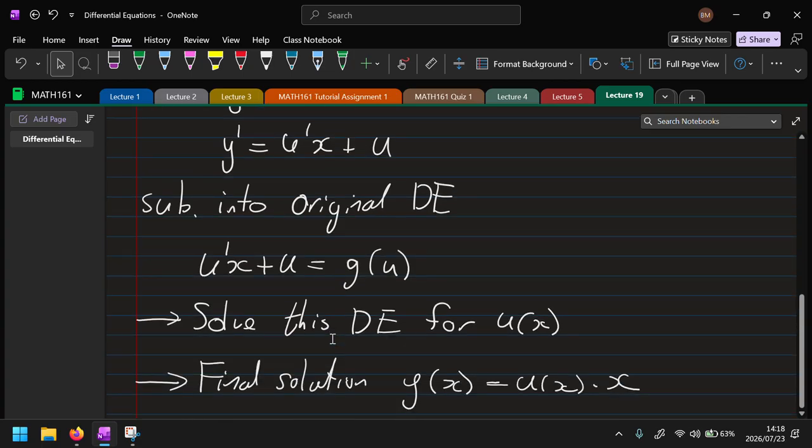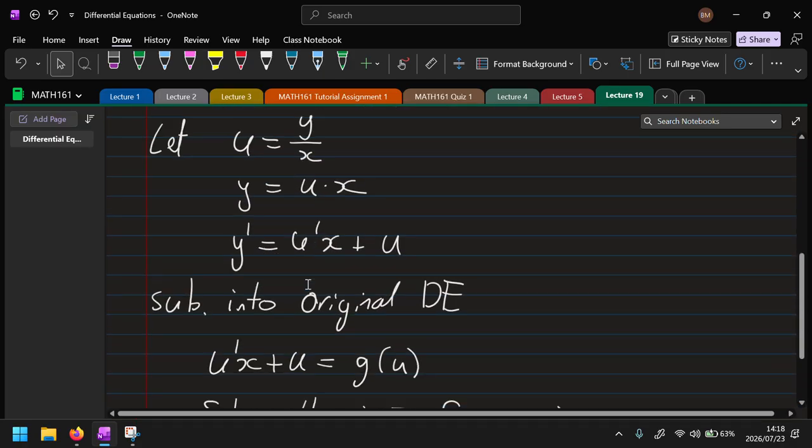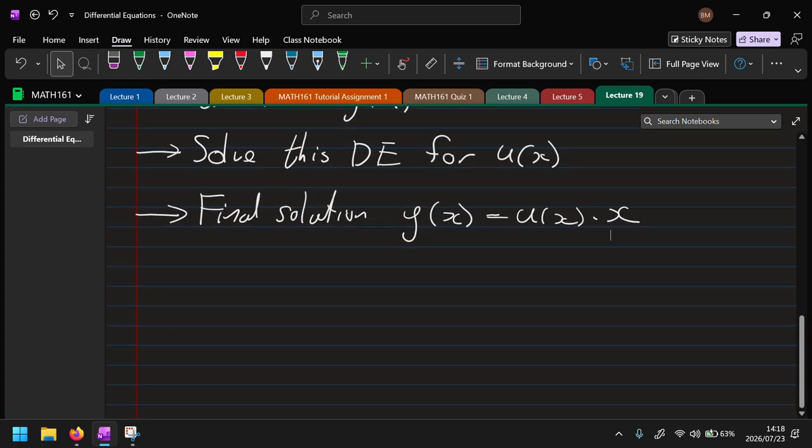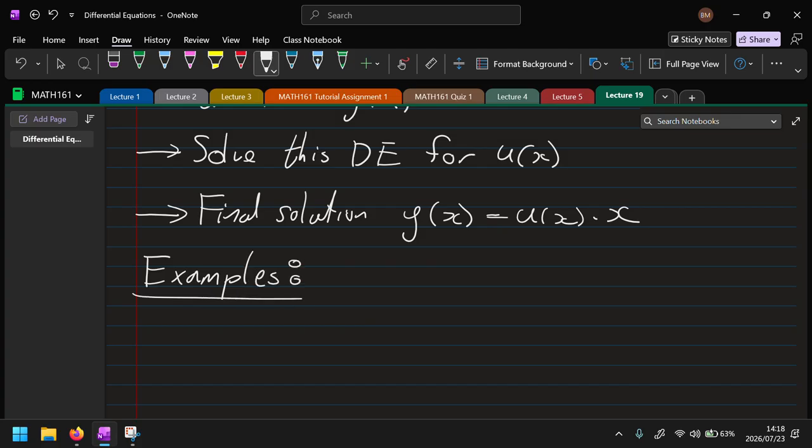Any questions about the method before we look at the examples? Pretty straightforward method. You let u be y over x, and then you substitute for y over x and for y prime. Let's have a look at some examples. Number one, y prime is equal to x squared plus y squared over xy.